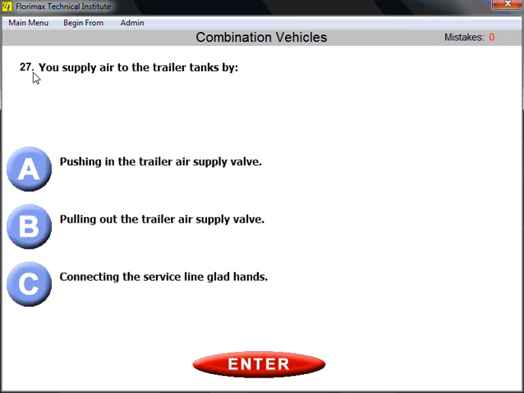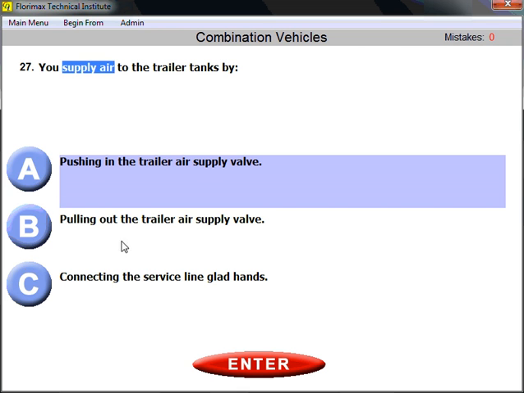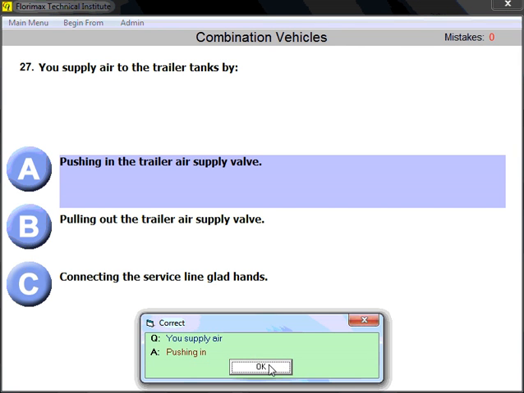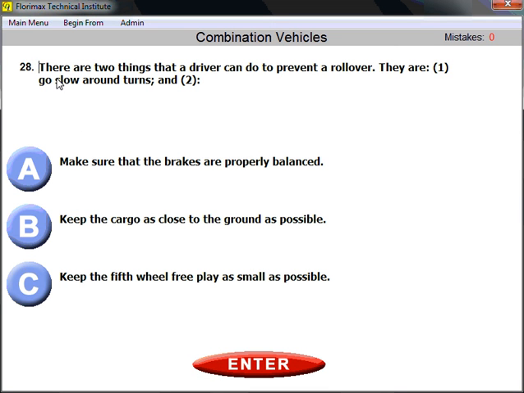Question number 27. You supply air to the trailer tanks by doing what? You just need to remember, you supply by pushing in. Not pulling, not connecting anything. You let the air go to the trailer tanks by pushing in the trailer air supply valve. Actually, this is the red button. Pushing in.